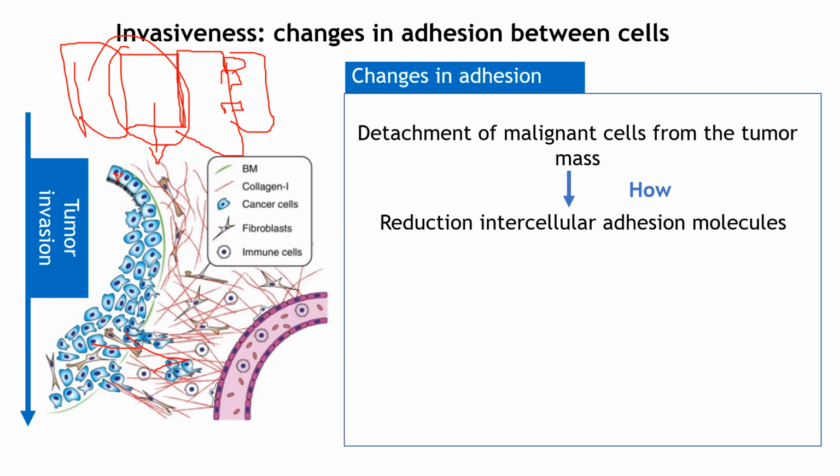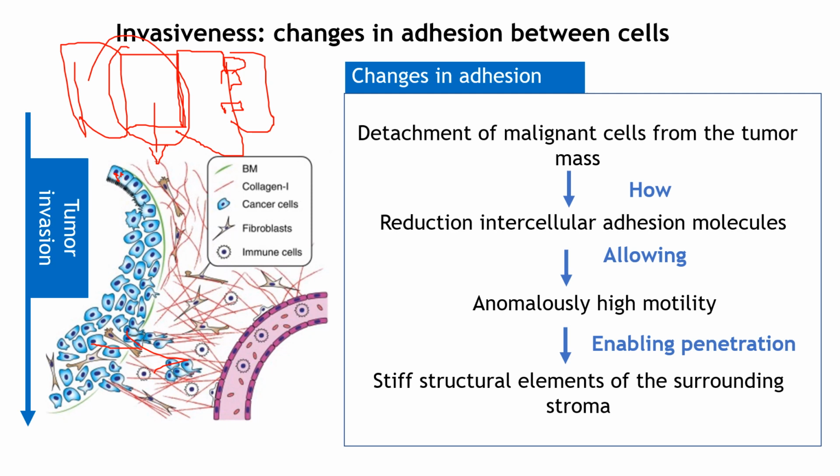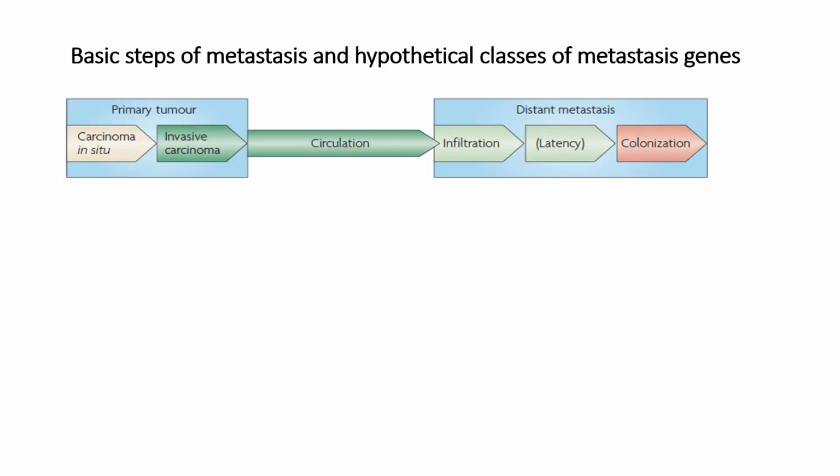And how does it happen? By the reduction of intercellular adhesion molecules, allowing this malignant cell to have motility and enabling it to penetrate the stiff stroma and later the blood vessels. Okay, so there are many changes, and this is another change that needs to happen.